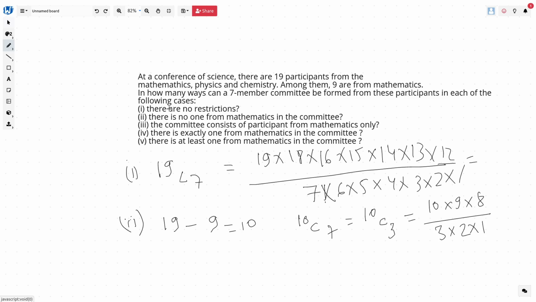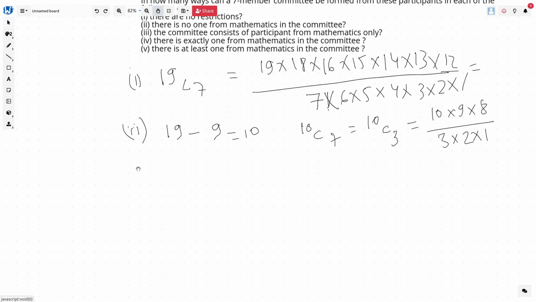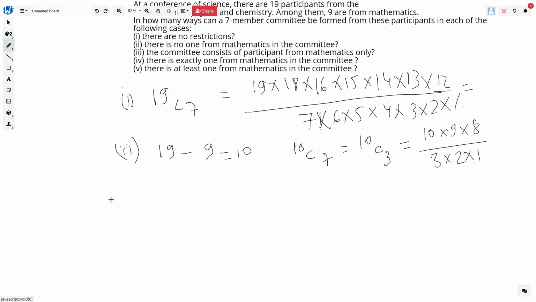Now the third question is again a similar thing. The third one says the committee consists of participants from mathematics only. So how many members do we have to choose from? We have 9 people from mathematics, and we have to form a 7-member committee. So that again is 9C7, which is equivalent to 9C2, that is 9 into 8 divided by 2 into 1, right?